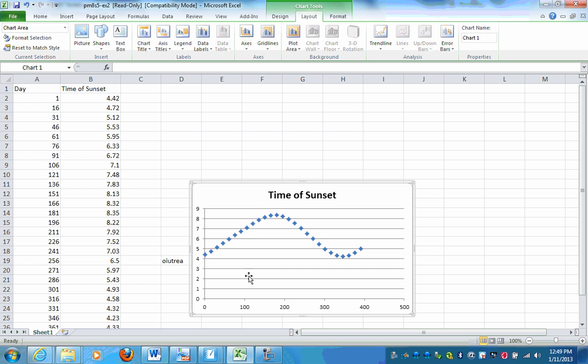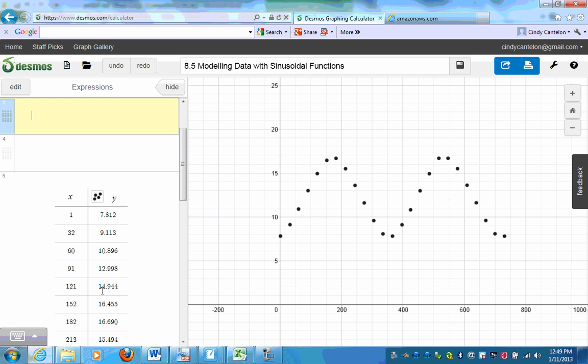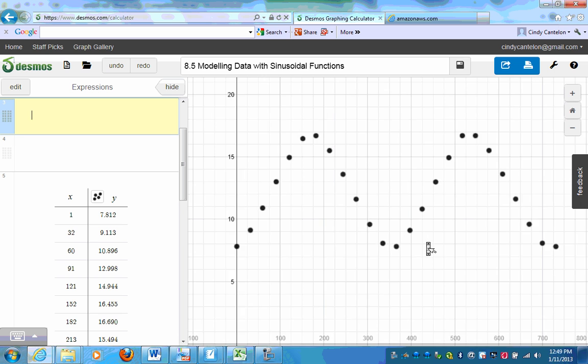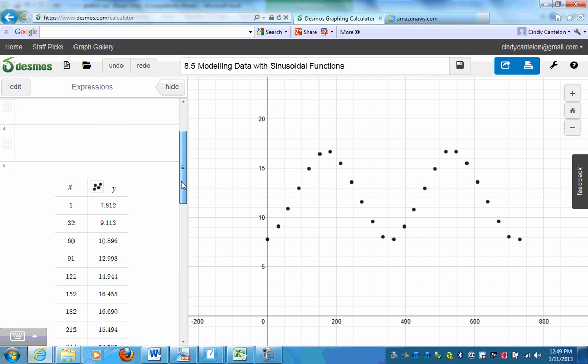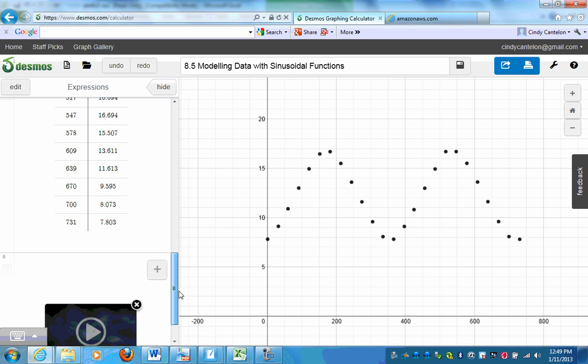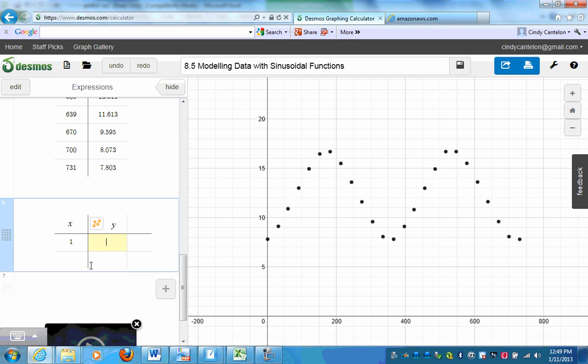Now, I don't prefer Excel. I prefer to use Desmos graphing calculator because then once I've entered the data, I can zoom and I can trace a lot easier. So we're going to use Desmos. So we go to Desmos, and to enter data, you go to the plus sign on the next equation and go to table, and that's going to allow you to enter.